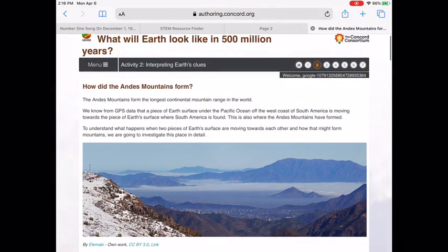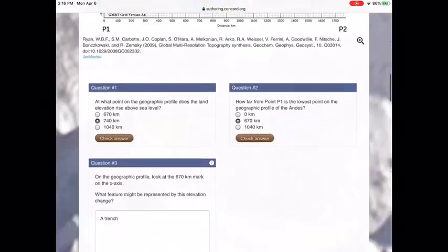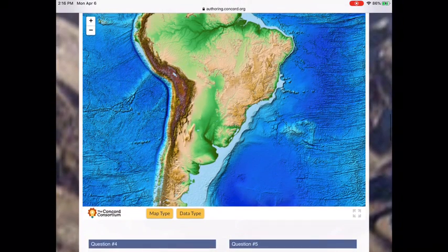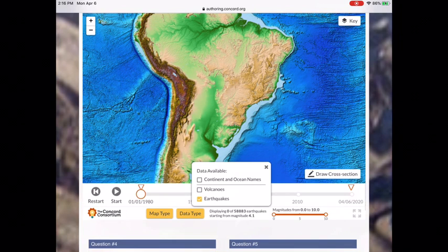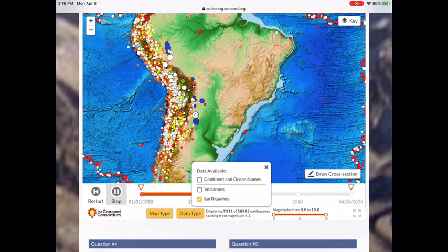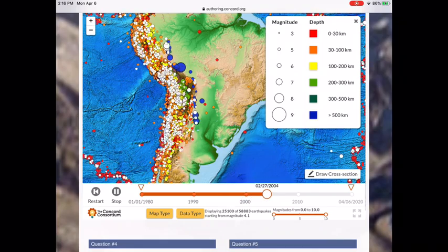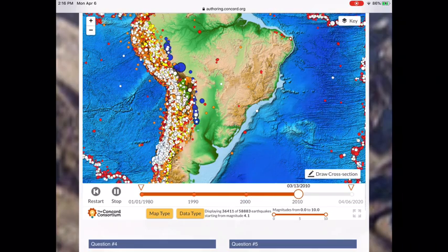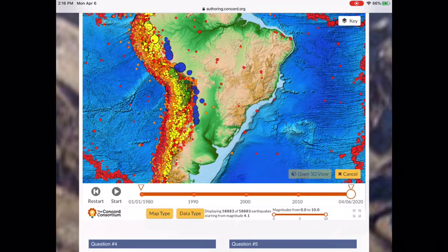Okay, you guys, the second thing I want to show you is just a really quick thing about cross sections. Again, I'm on page 2. As I scroll down and I get to this first map here, when you hit the data type button and turn on your earthquakes, you're going to be able to play it so you can see all the different earthquakes that are happening. Up here in the top corner, there's a key, so it'll show you what each of those different colors mean. But one thing it's going to ask you to do when you get down to number 8 is draw a cross section, which you see down here in the bottom right corner. It says draw a cross section.